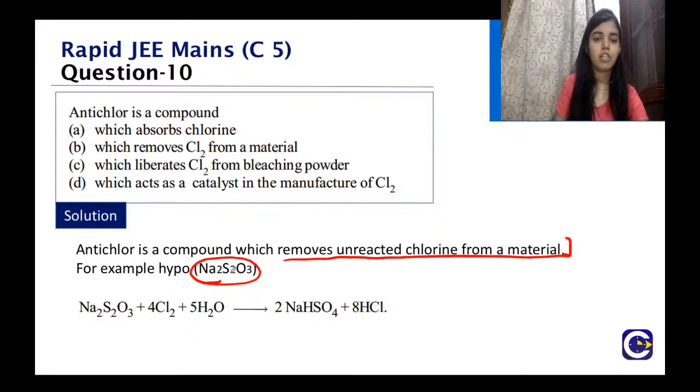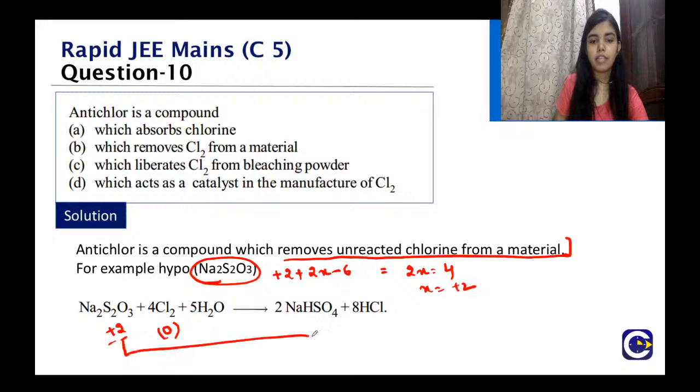Na2S2O3, what is the oxidation state of sulfur here? Let us say +2 plus 2x minus 6 will be equal to 0. 2x equals 4, so x will come out to be +2. So the oxidation state of sulfur here is +2, and the oxidation state of chlorine is basically 0. Now sulfur oxidizes itself, and the oxidation state will come out to be +6, while it reduces chlorine into -1. So antichlor compounds such as Na2S2O3 remove the unreacted chlorine from the material.